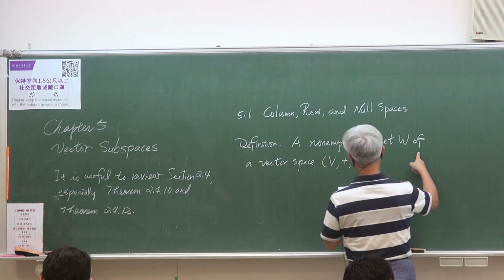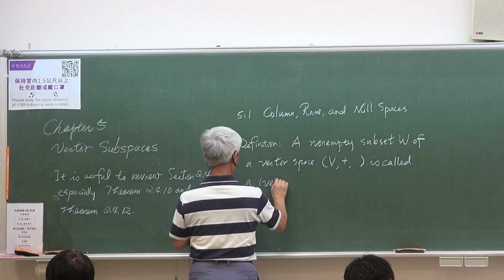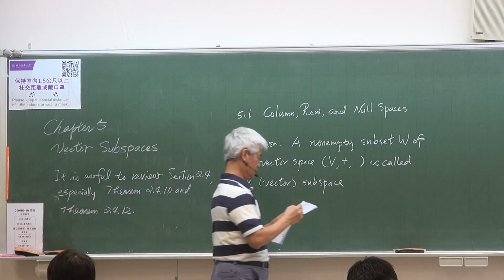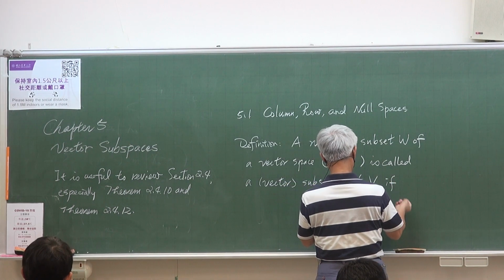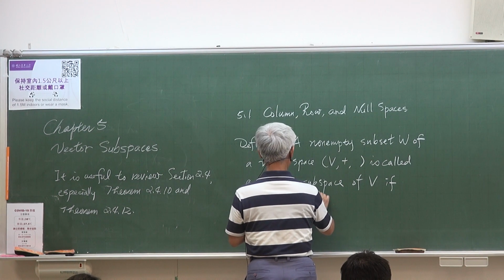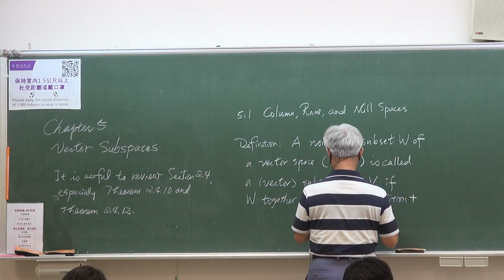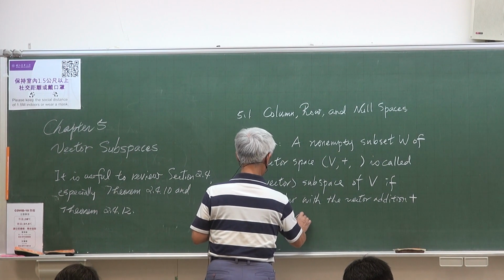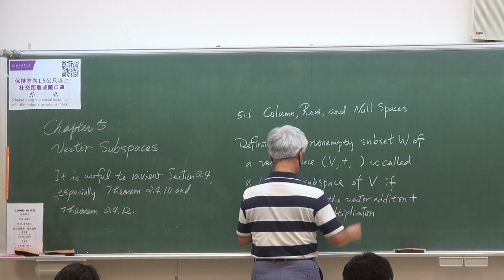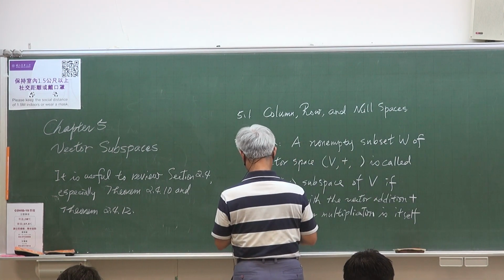All right, so a non-empty subset W of a vector space is called a vector subspace, and we usually omit the word vector, of V if W together with the vector addition plus and the scalar multiplication is itself a vector space.